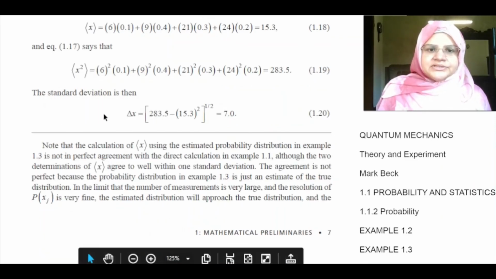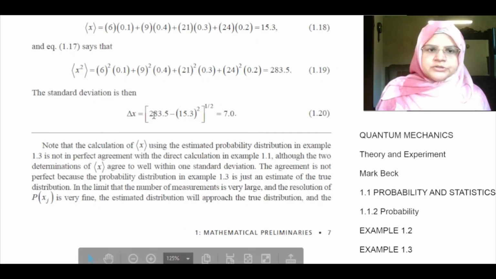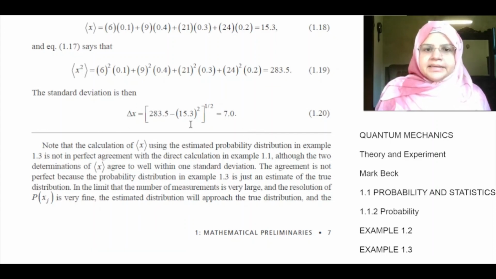The standard deviation is then delta x equal to the square root of 283.5, which was the mean of x squared, minus the mean, which is 15.3, squared. After we subtract this, we take its square root and we get the value of 7, which is the standard deviation.